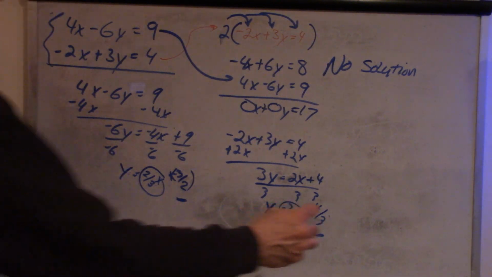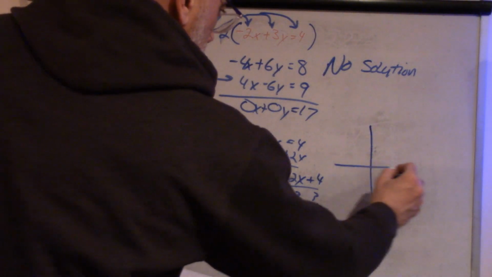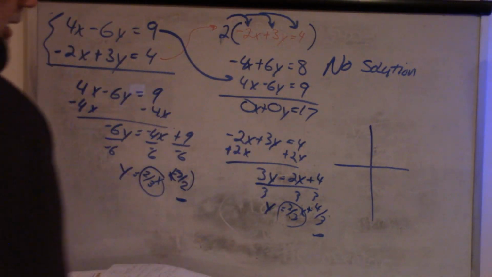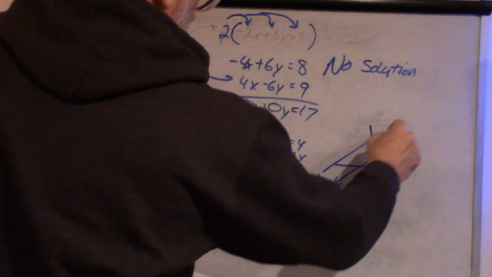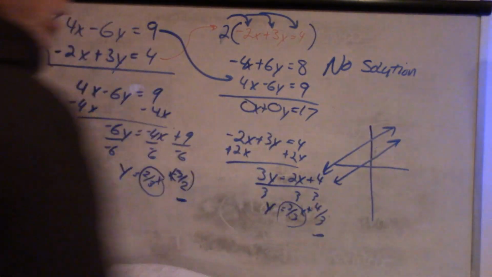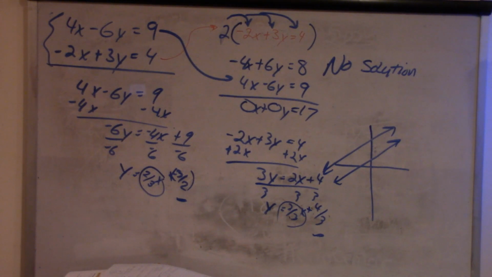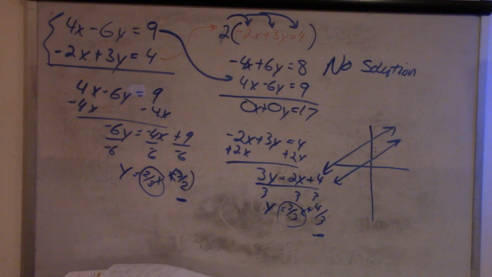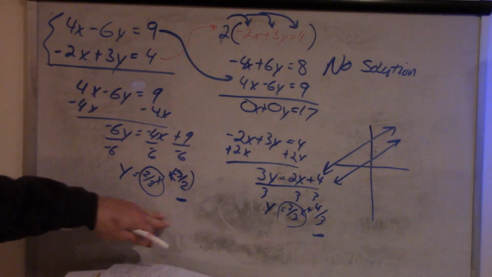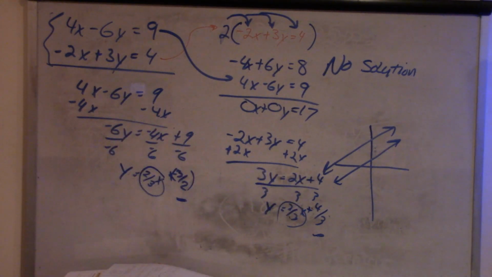4 over 3. So on a graph, these two lines end up looking something like this. One's this way, and the other one's this way. They will never intersect, so there is no solution. When you do it mathematically and you get the x's and the y's both canceled out, you have no solution. Okay? You with me? All I did here was just show you that if I made them into slope-intercept and put them on a graph, you'd end up with no solution.